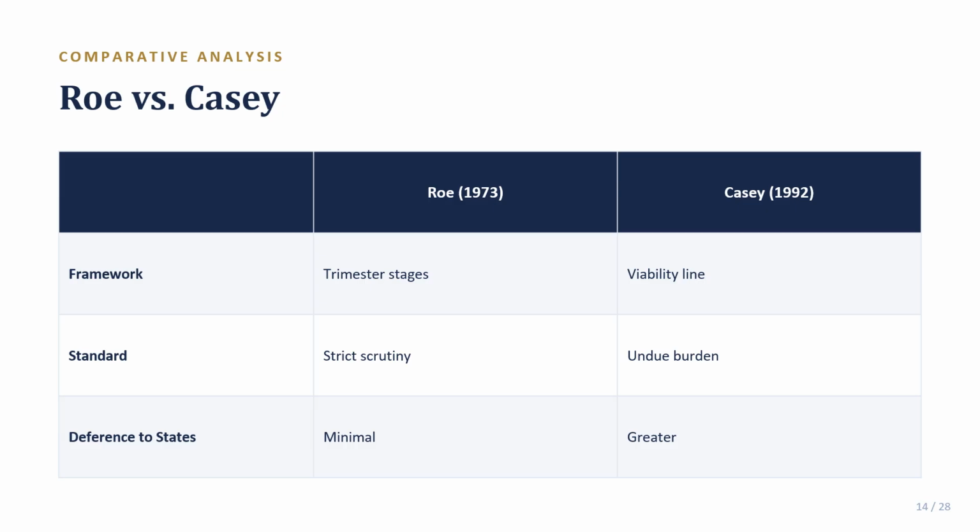Then you have the deference to the state. So Roe afforded the states minimal deference, particularly in the first trimester, where state regulation was essentially foreclosed entirely. Casey afforded states meaningfully greater deference throughout the pre-viability period, upholding three of the four Pennsylvania provisions that we talked about, that likely would not have survived under Roe's strict first trimester rule.